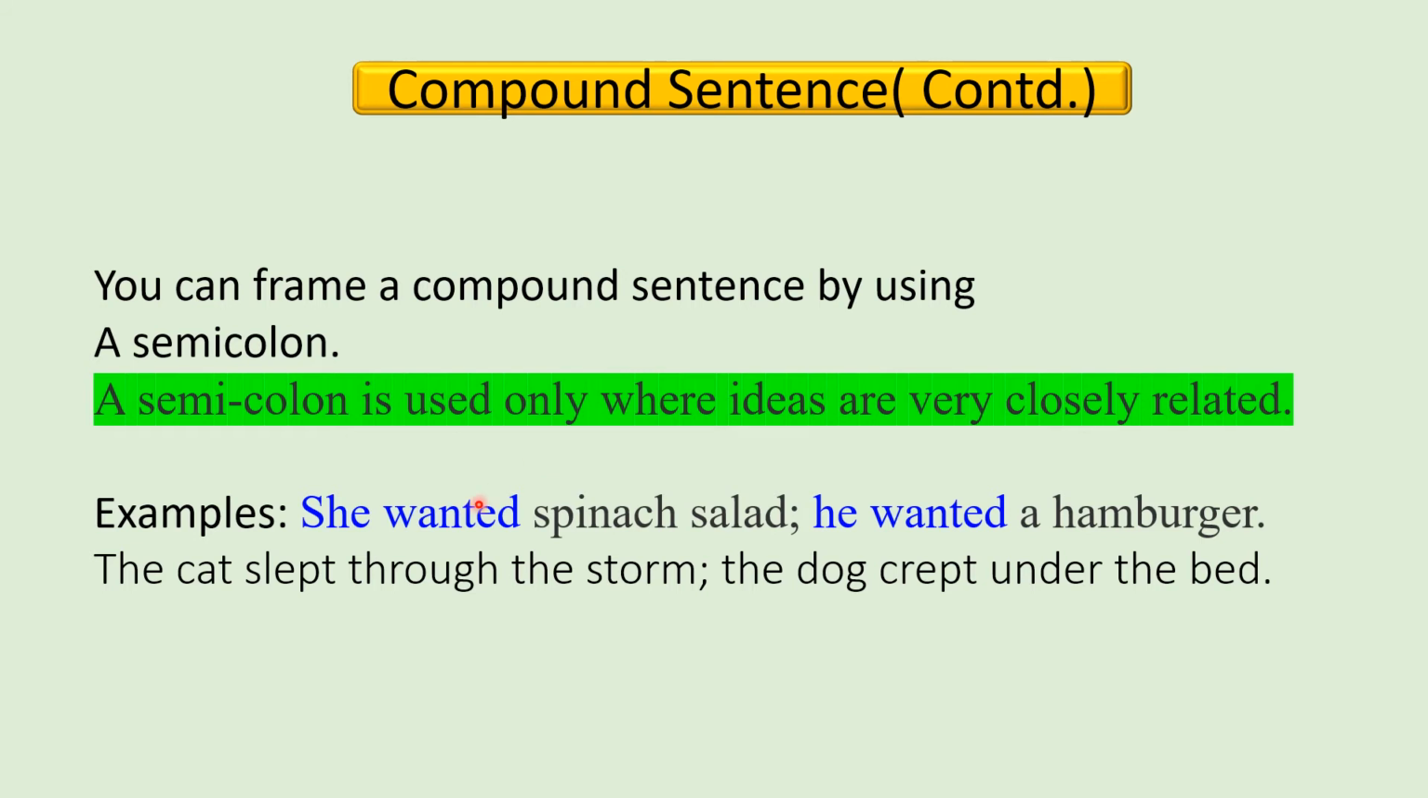Okay, now here if you don't put a semicolon and if you want to use a coordinating conjunction, how will you do it? She wanted spinach salad, but he wanted a hamburger. Like that. Let's see the other.